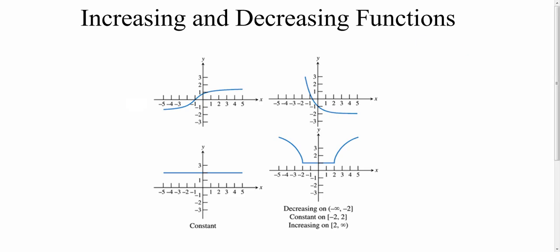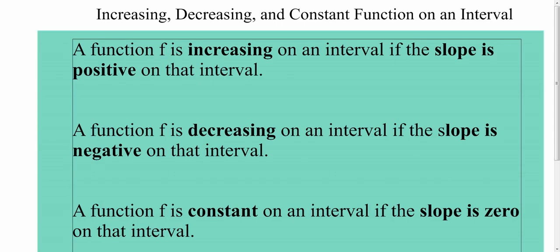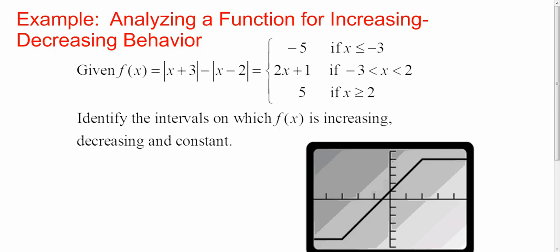All right, and then we want to look at increasing and decreasing really quickly. Increasing and decreasing, you're really going to just look at what their slopes are. If it has positive slope on an interval, then it is said to be increasing, and if it has negative slope, it is said to be decreasing. Okay, so increasing for positive slope, decreasing for negative slope, and constant is when the slope is 0.